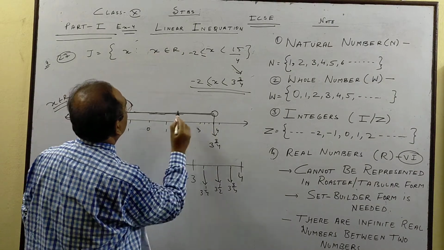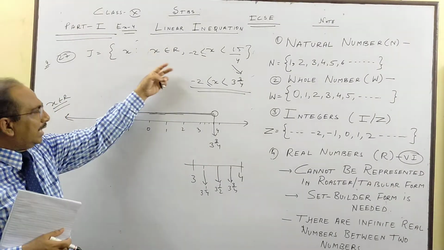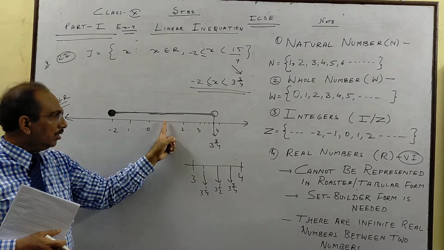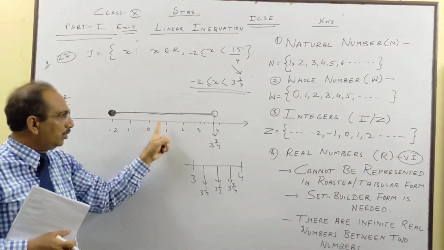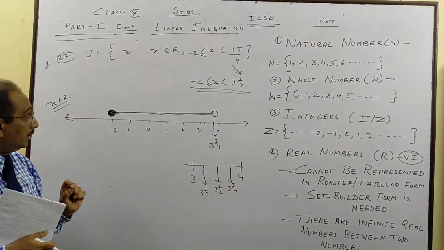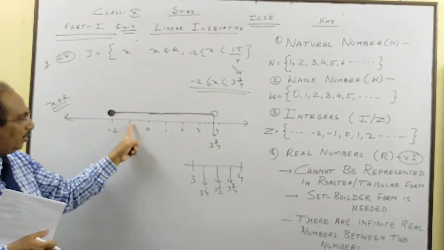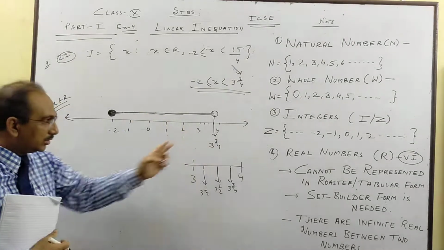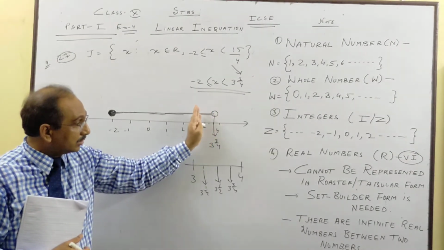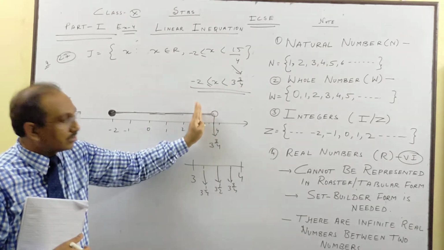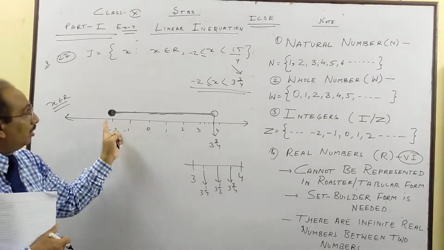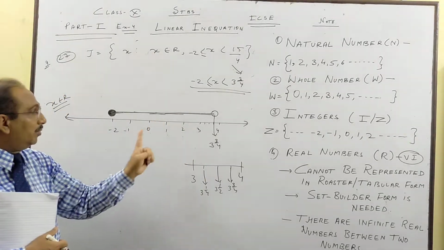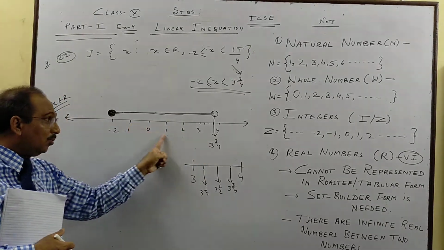Same thing, children, I am not going to plot. Same thing if it is natural, the answer will be 1, 2, 3. Whole number 0, 1, 2, 3. Integers minus 2, minus 1, 0, 1, 2, 3. Because integers will not come, real number will come. Last integer here, less than this, is 3. So integers will be once more minus 2, minus 1, 0, 1, 2, 3. Natural number 1, 2, 3. Whole number 0, 1, 2, 3.